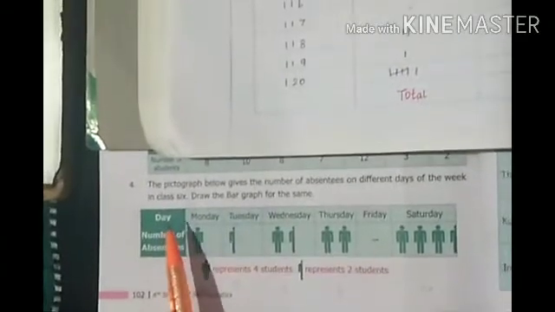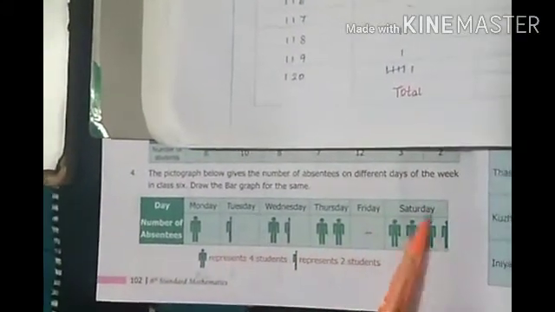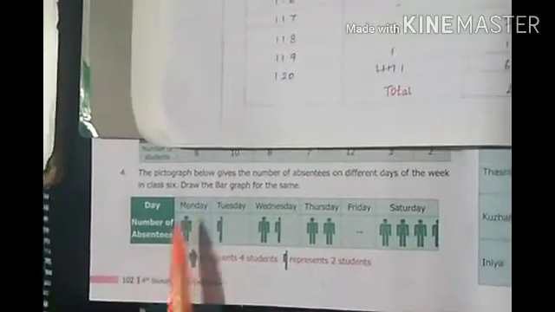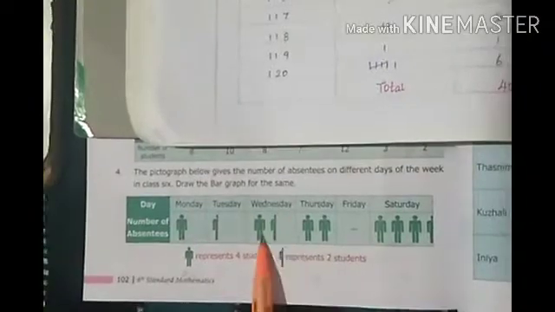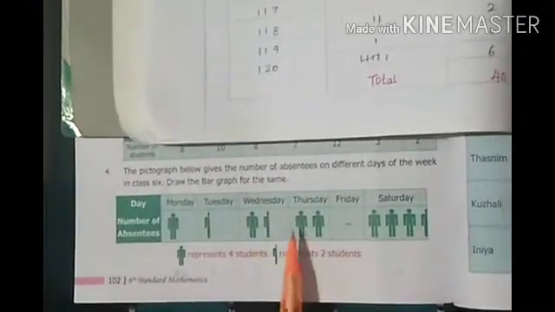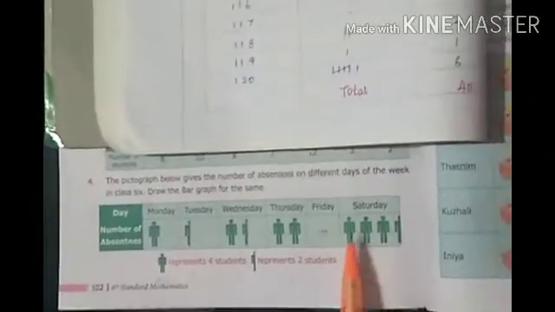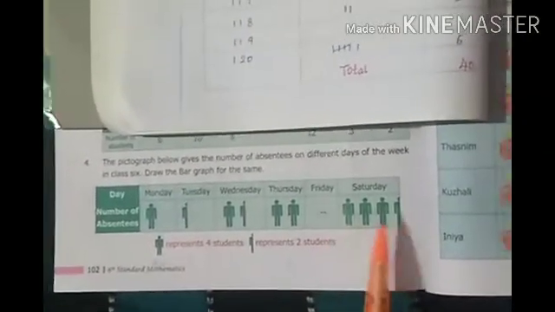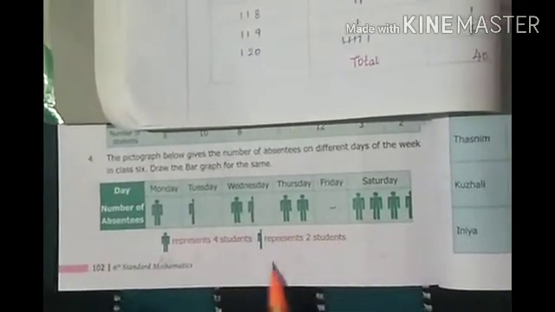Listen carefully. The days are Monday, Tuesday, Wednesday, Thursday, Friday and Saturday. Then the next one, number of absentees. In Monday only 1 is given. In Tuesday half is given. In Wednesday 1.5 is given. In Thursday 2 is given. Friday nil. And Saturday 1, 2, 3: 3 full and a half, so 3.5 it is. See, the next line is very important.